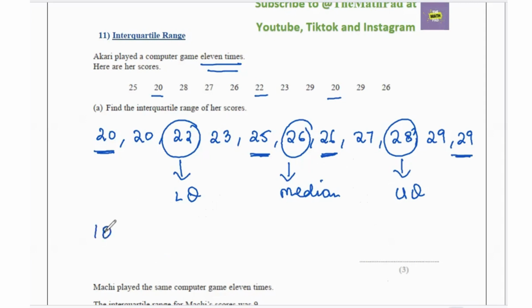So for the interquartile range, we will subtract the lower quartile from the upper quartile. So 28 minus 22, which is equal to 6. That's how you find an interquartile range with given values. Remember, for the lower quartile, it's between the first value and the value before the median. And for the upper quartile, it's between the last value and the value after the median.